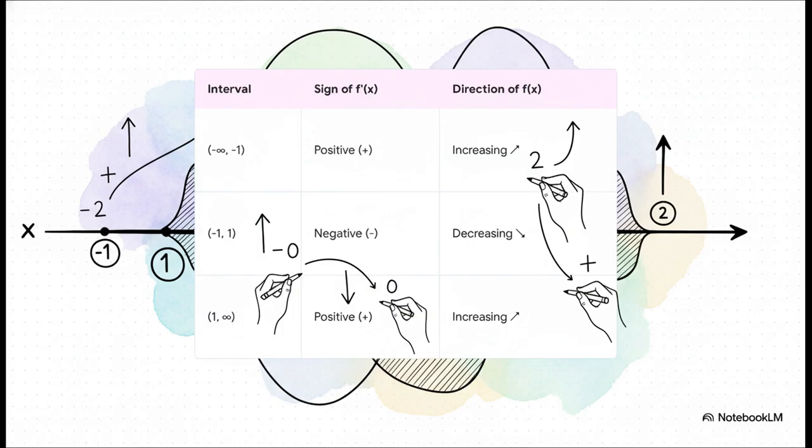Now, in the middle, between negative 1 and 1, let's test 0. The derivative is negative, so the function is decreasing. And finally, let's pick something bigger than 1, like 2. The derivative is positive again, which means our function is back to increasing.